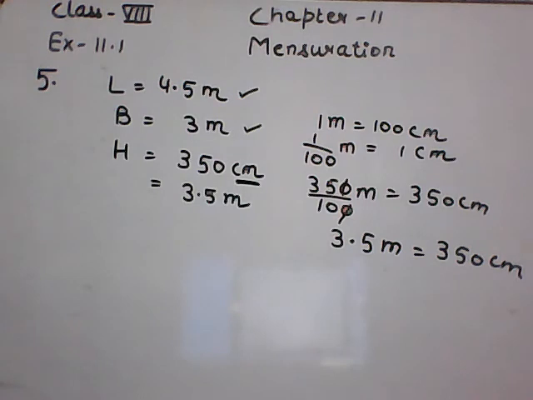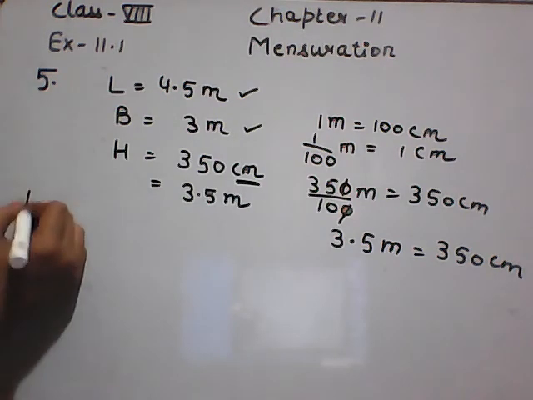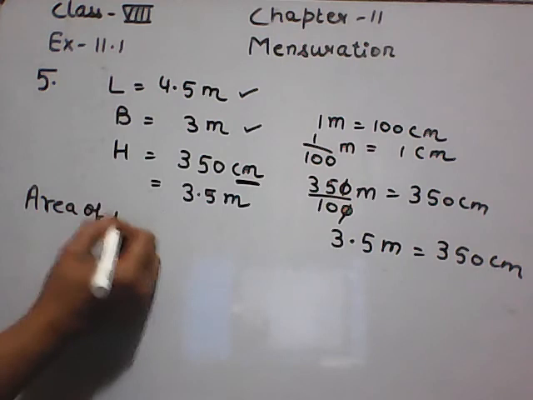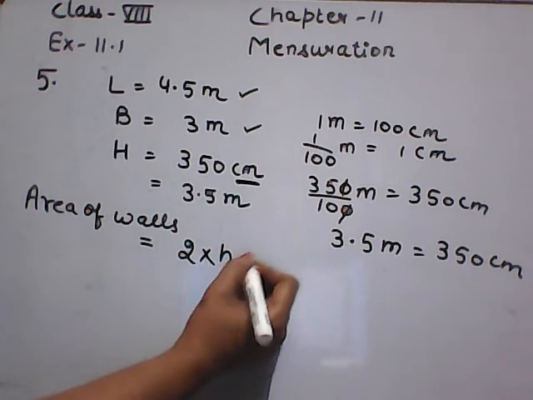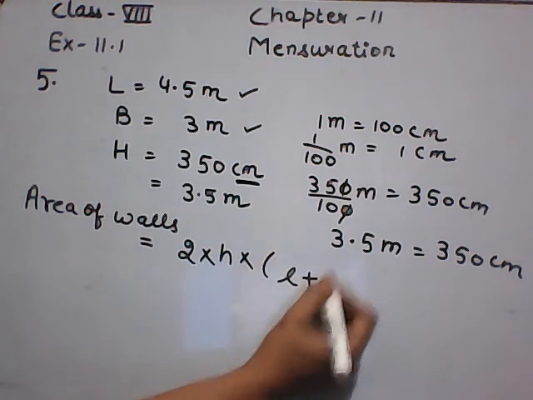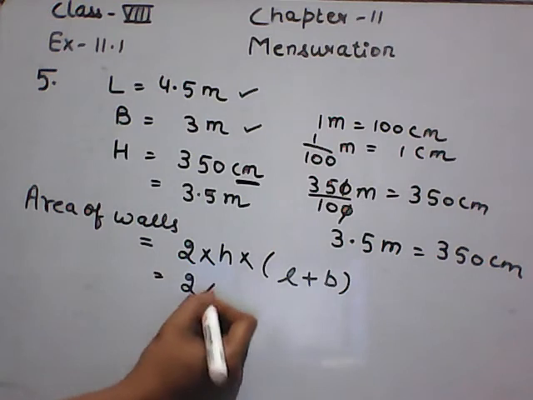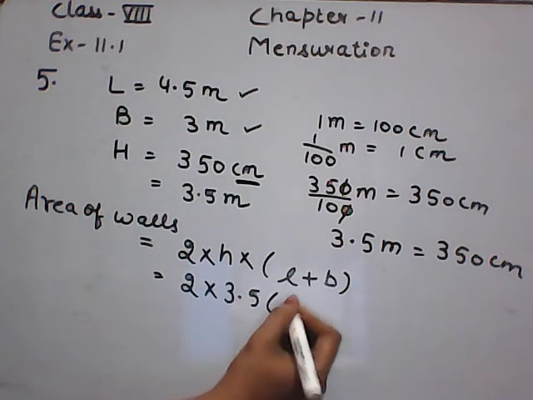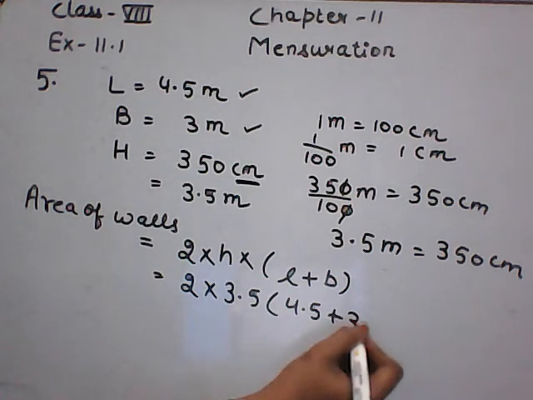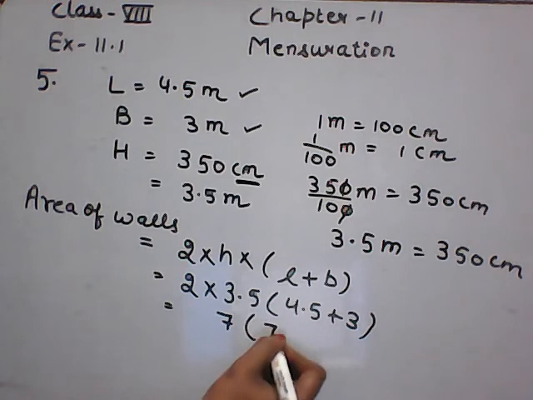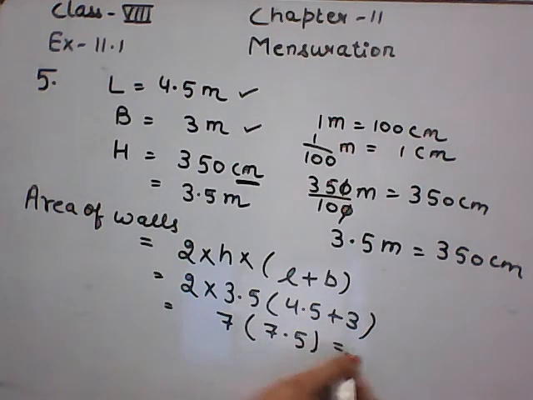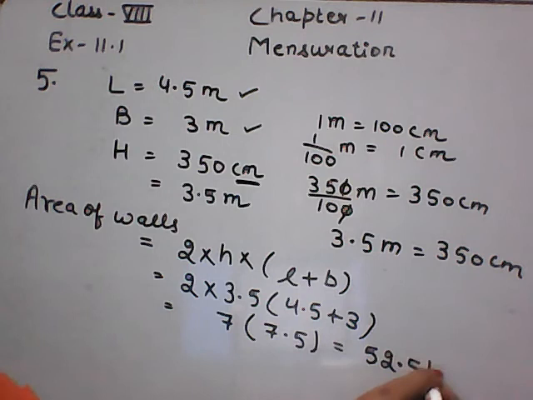Now we can calculate the area of the walls. Area of walls can be calculated as 2 multiplied by height of the room multiplied by length plus breadth. Here the height is 3.5, length is 4.5, breadth is 3. 2 multiplied by 3.5 is 7 meter. 4.5 plus 3 is 7.5. 7 multiplied by 7.5 is 52.5 meter square.